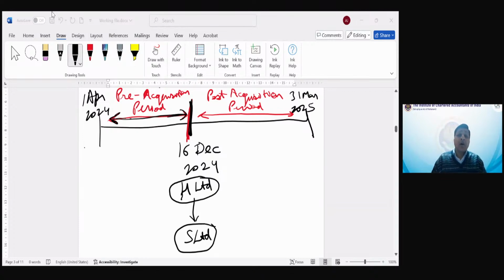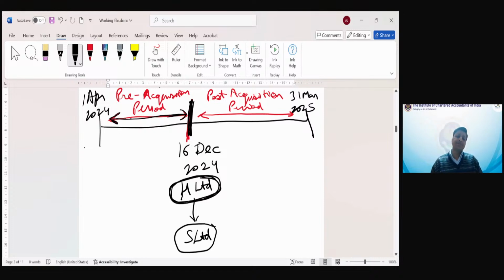Why? Because anything which S would have earned up to this particular date, that will also get added to the net assets of S. Because net assets are what you get when you prepare the balance sheet. So any earning that you keep having during the period keeps adding to the net assets.